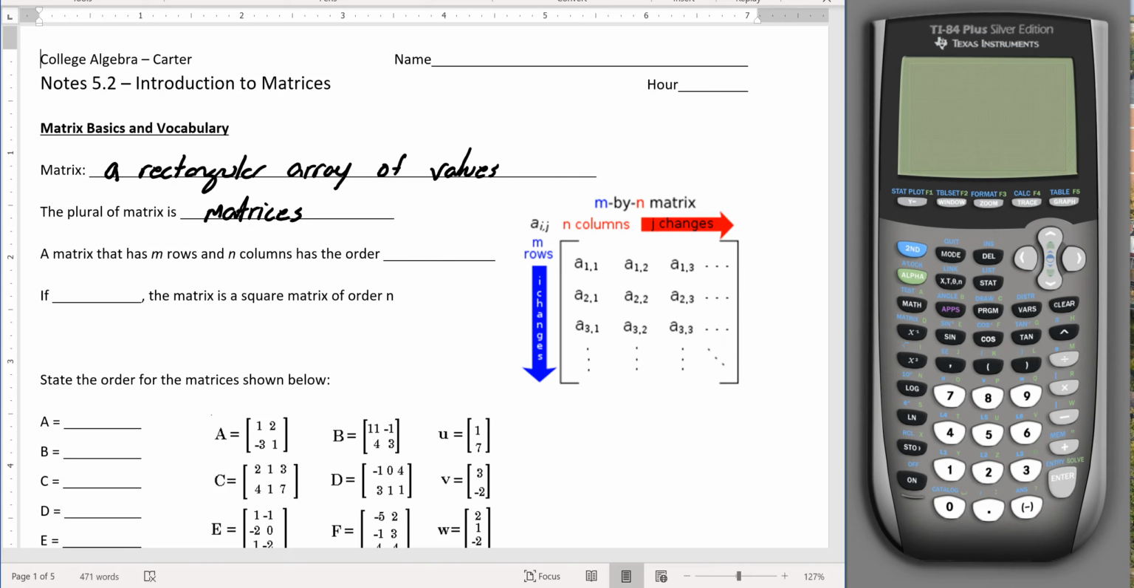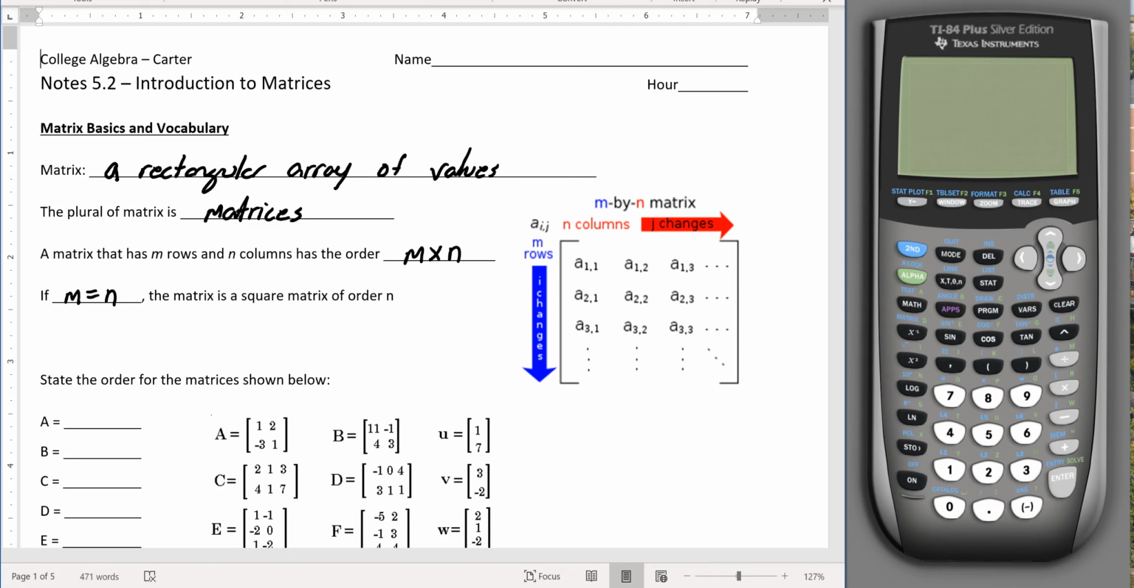A matrix that has m rows, so rows are the vertical, and n columns has the order m by n. So m represents the number of rows, n represents the number of columns. Now, if m equals n, that is to say the number of rows and the number of columns are the same, then we say it's a square matrix of order n. So if m and n are both 3, we'd say it's a square matrix of order 3.